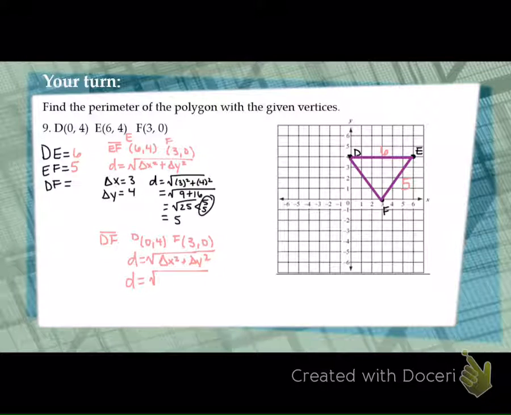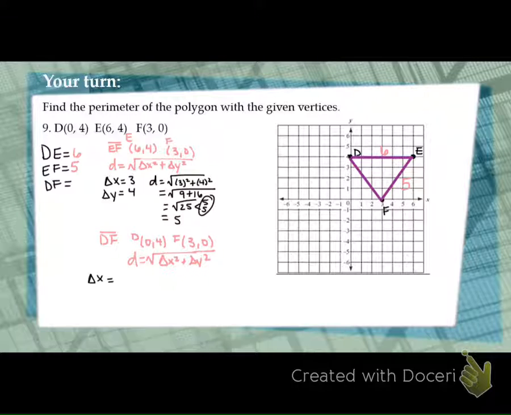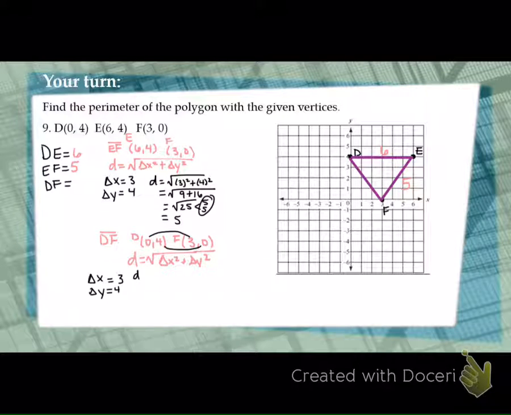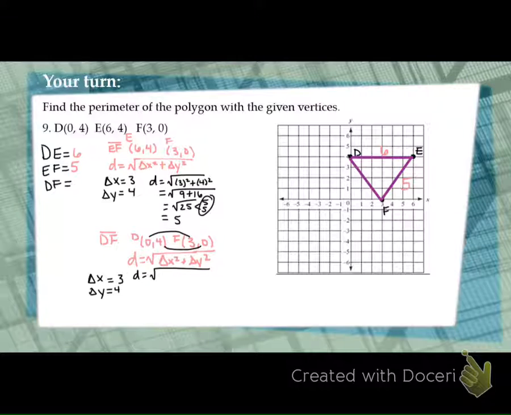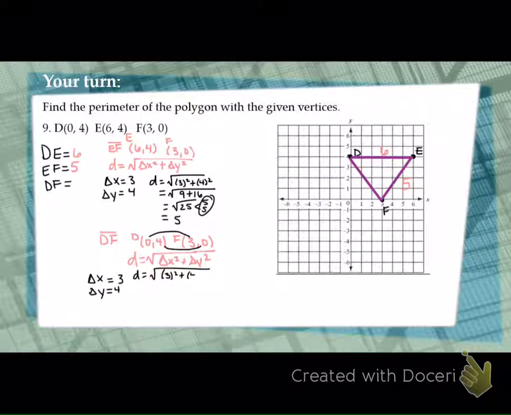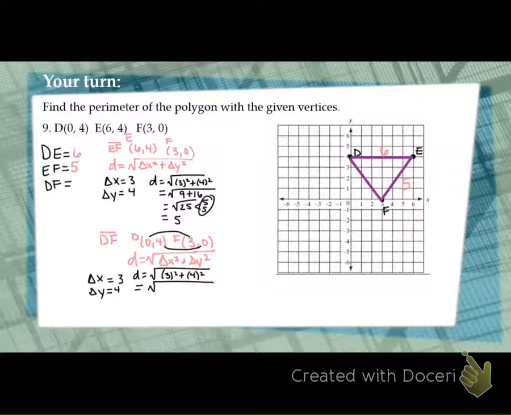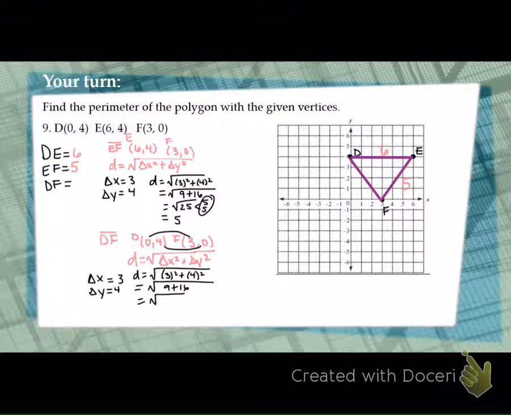Oops, I need to determine the change in x and change in y. So what is my change in x, Brandon? From 0 to 3. What is that? 3. My change in y, Dylan Keith? Good. So we get the same thing. 9 plus 16, which is the square root of 25, which is still 5.